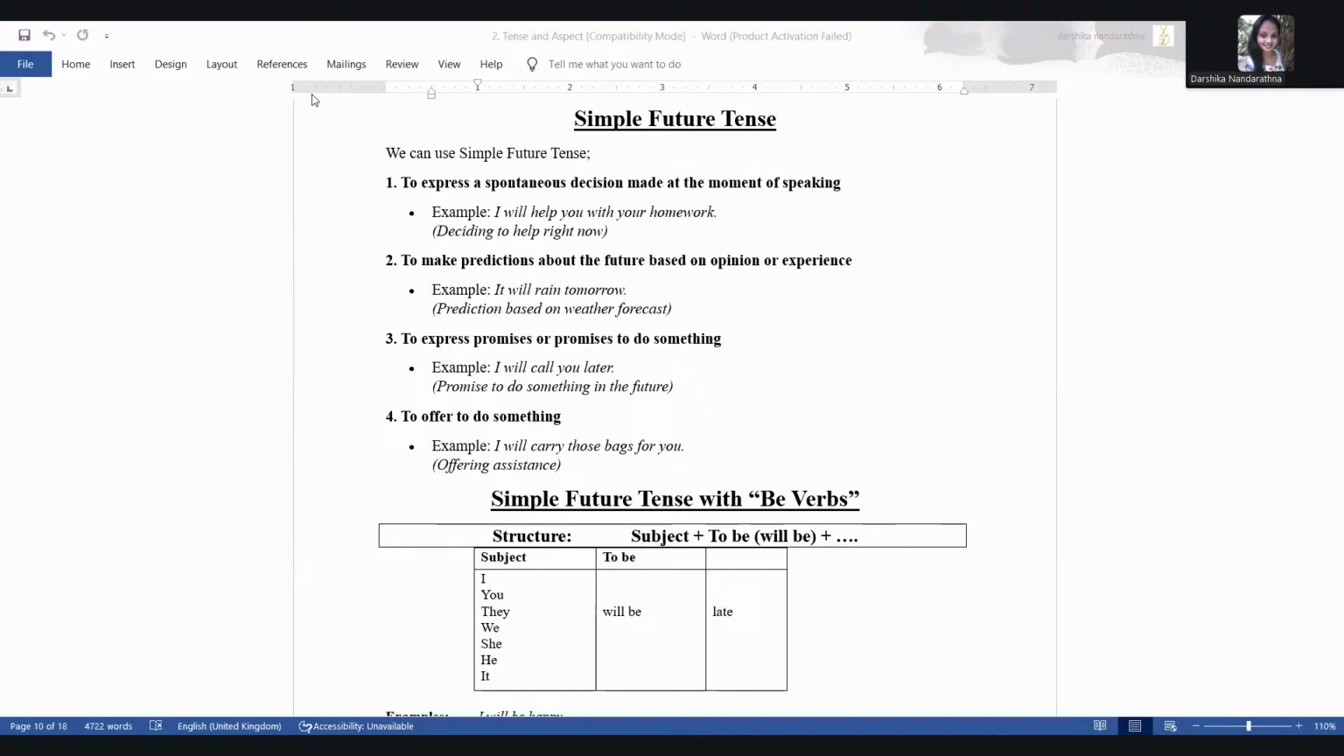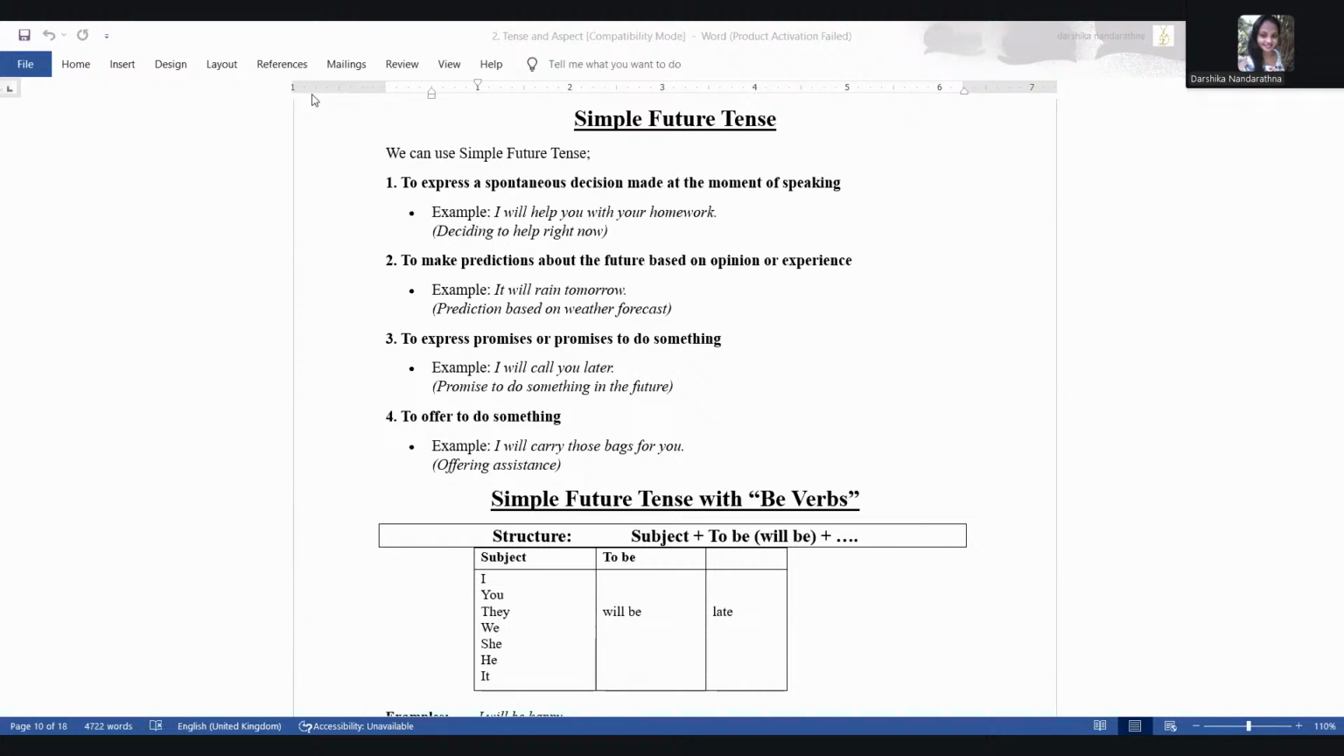Then to make predictions about the future based on opinion or experience, we can make predictions. Okay, predictions, like it will rain tomorrow. So to make predictions we use simple future tense.